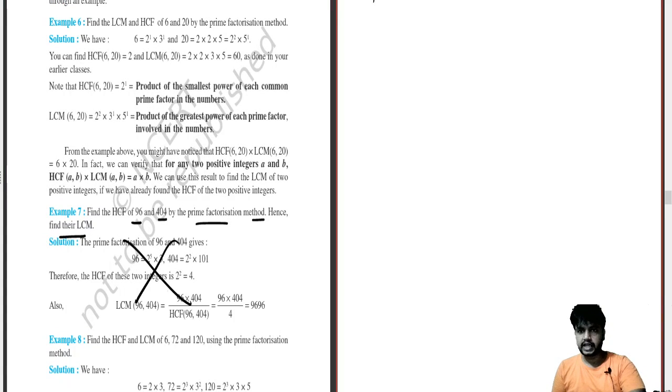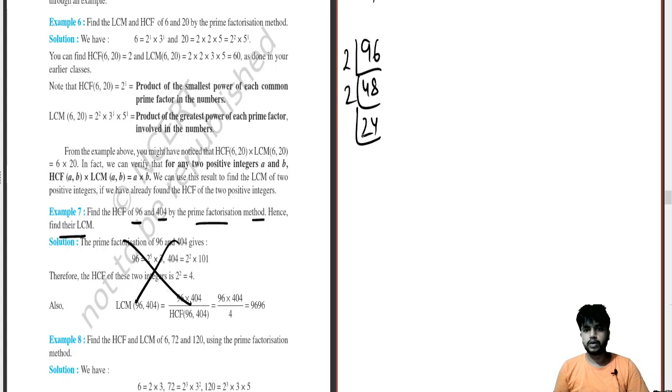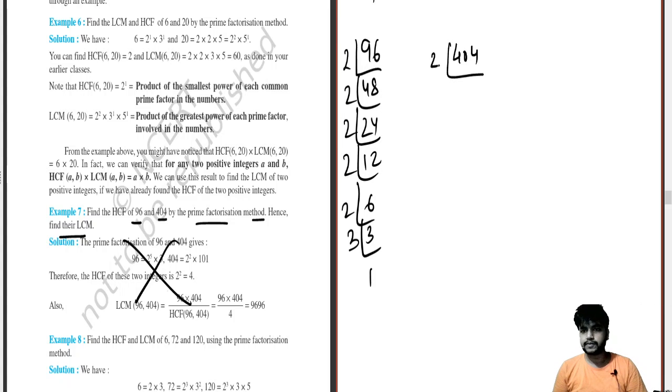Okay, so keeping much of the page over here, what are the factors of 96? 2, 48, 2, 24, 2, 12, 2, 6, 2, 3. Just doing it in the very childish way, so you can understand, not taking it to very difficult concepts. 2, for 404 it is 202, yeah, 2, 101. Okay, so we have taken out the prime factors over here.